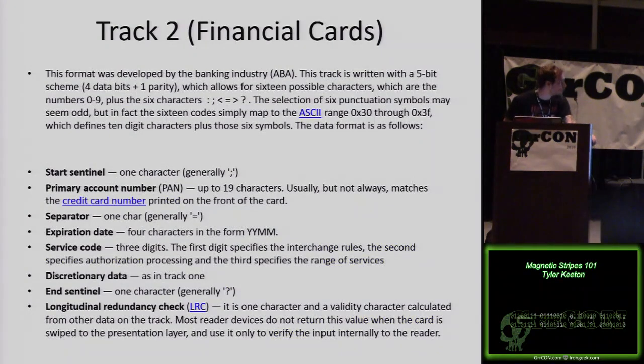So track 2 is essentially the same thing. The only difference is the field separators: instead of a caret, it's an equal sign. The start sentinel is a semicolon instead of a % sign. And after the PAN, there's no name.